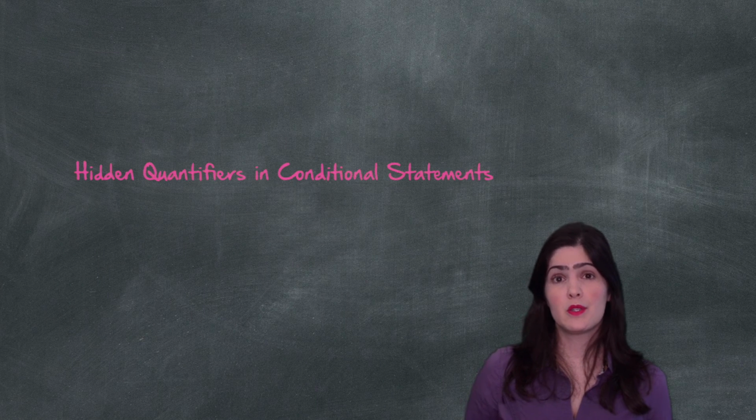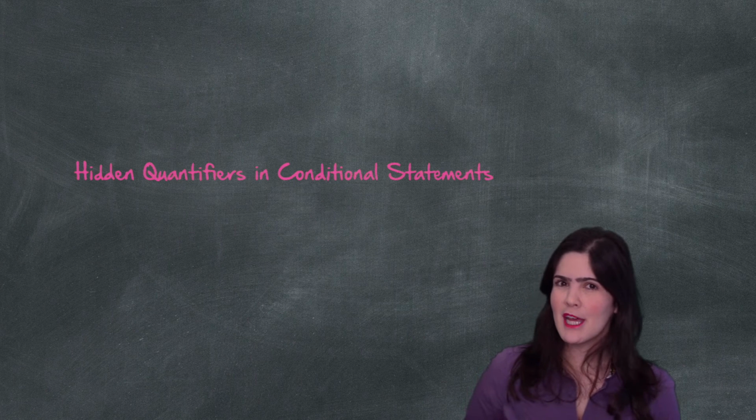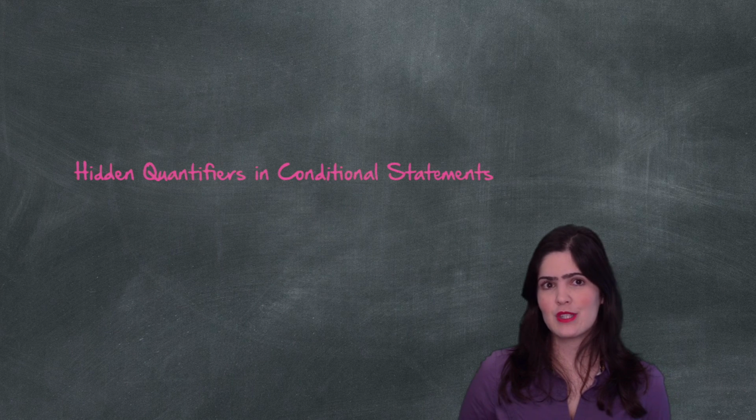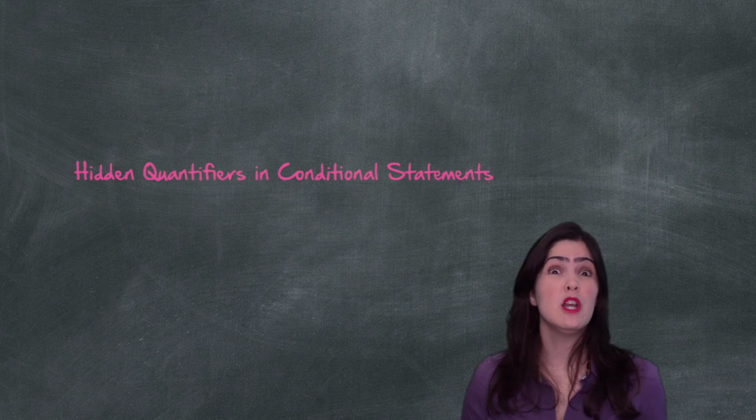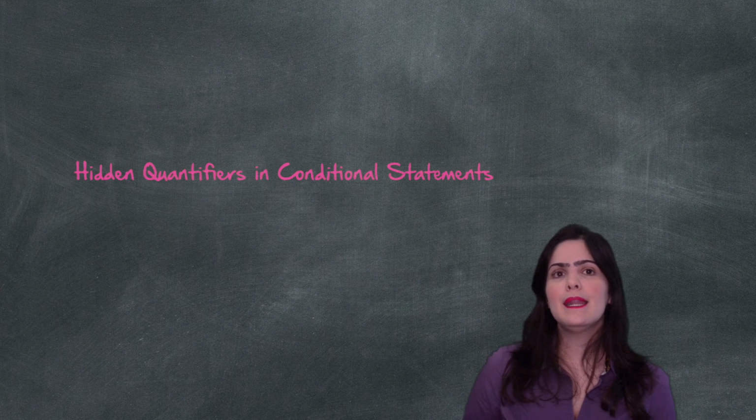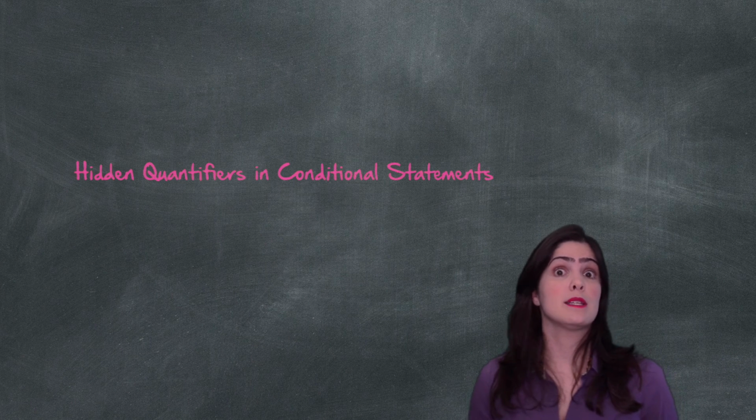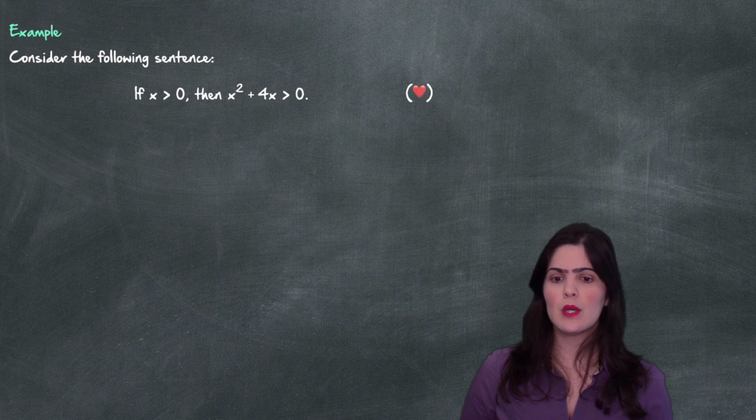As you will learn throughout this course, mathematicians love precision and mathematical language is extremely precise. But sometimes we have some conventions that could be strange for people who are not familiar with our language. And this is the case of hidden quantifiers in conditional statements. Let's take a look at an example.